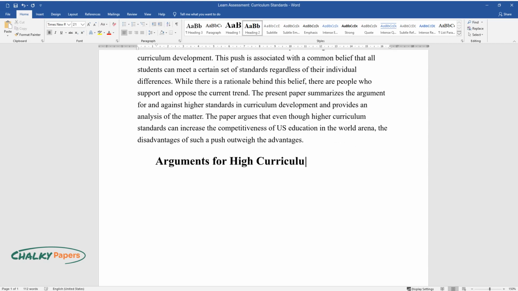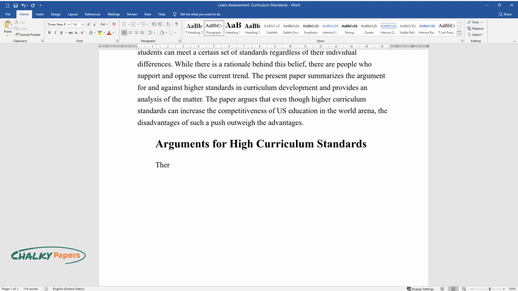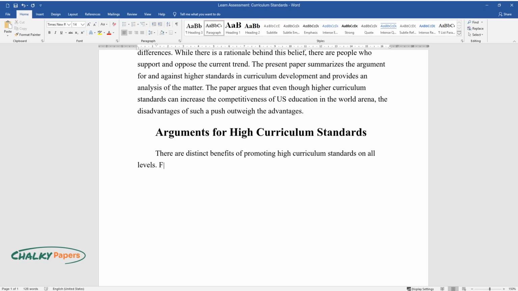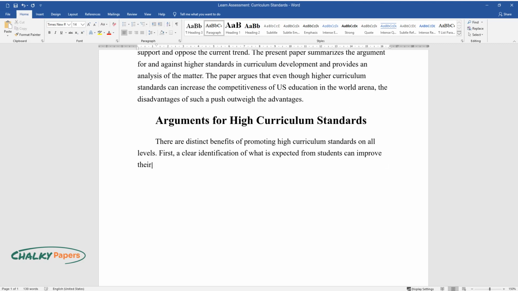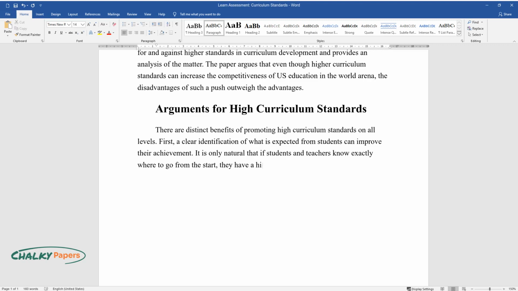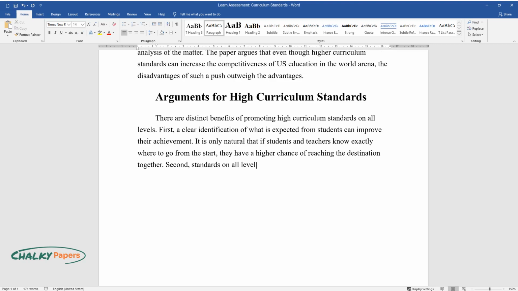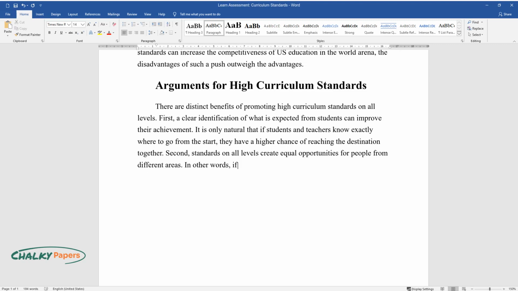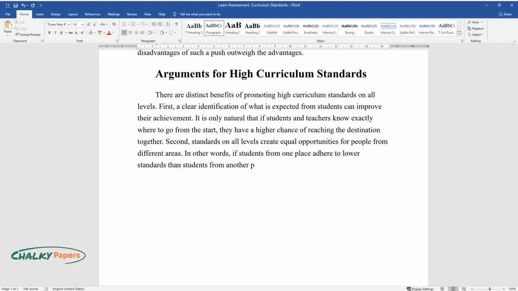Arguments for high curriculum standards. There are distinct benefits of promoting high curriculum standards on all levels. First, a clear identification of what is expected from students can improve their achievement. It is only natural that if students and teachers know exactly where to go from the start, they have a higher chance of reaching the destination together. Second, standards on all levels create equal opportunities for people from different areas. In other words, if students from one place adhere to lower standards than students from another place, their knowledge levels will differ considerably.